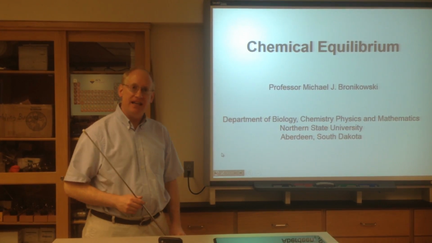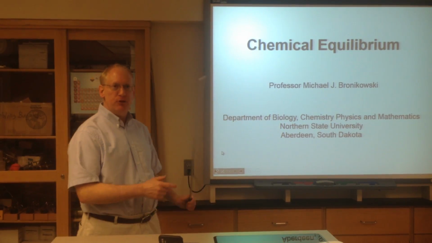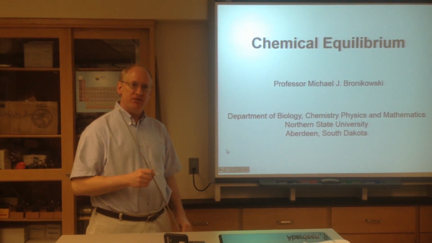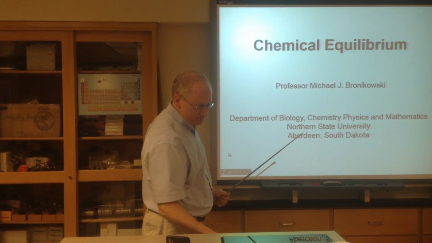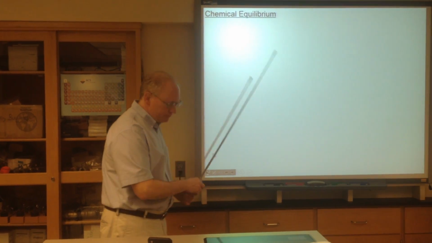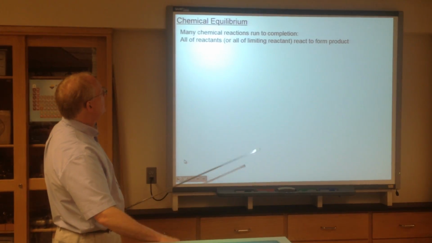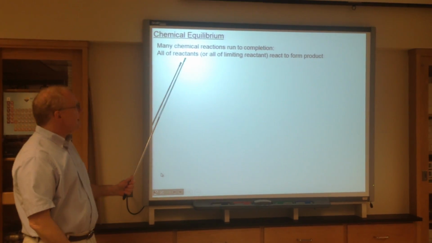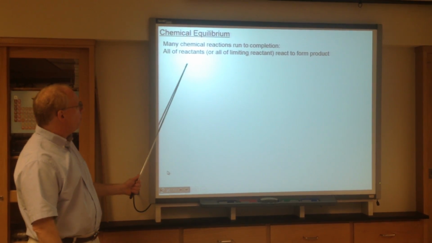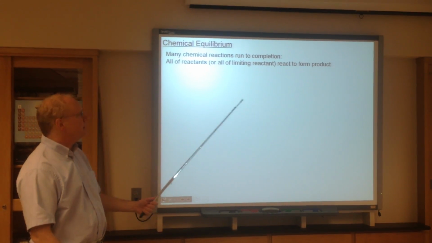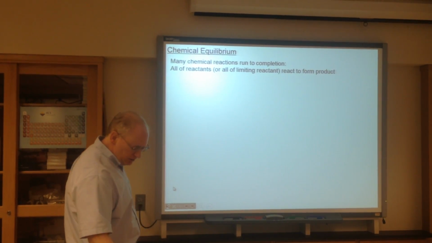I'll be talking to you today about chemical equilibrium and various concepts that come into play when reactions don't go all the way to completion. Now remember when we studied kinetics, we saw that many chemical reactions do go all the way to completion. So all the reactants, or at least all the limiting reactants, will react to form product.